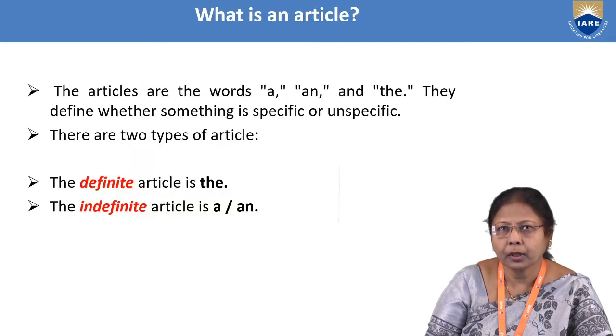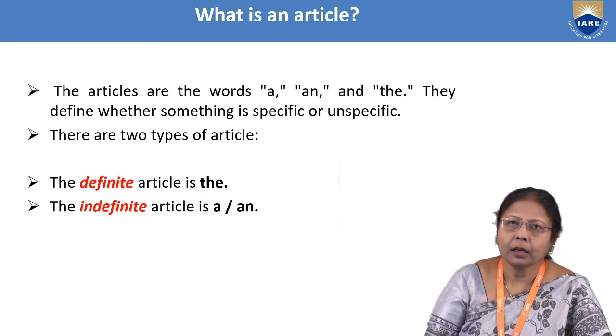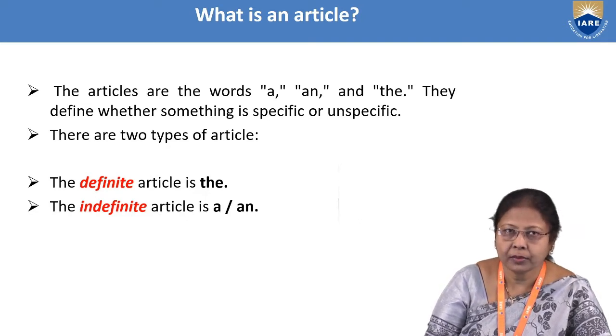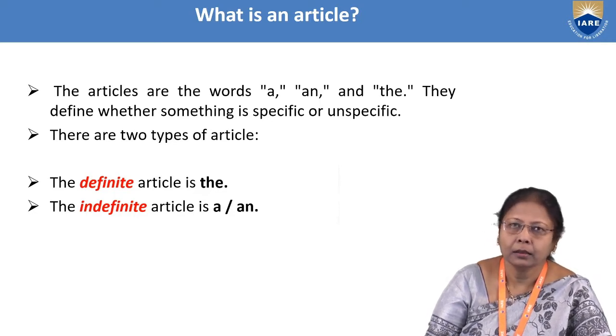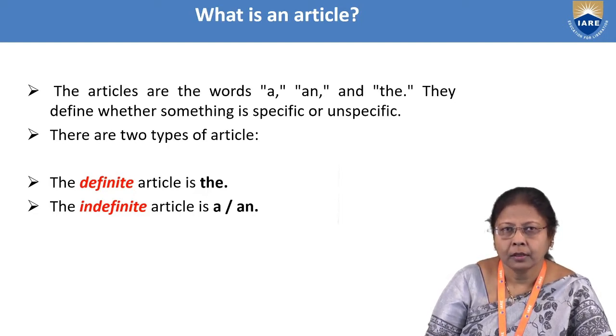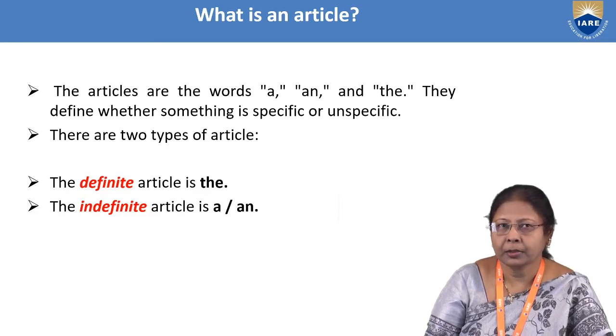So before we go into the articles, let me introduce articles to you. Articles are the words a, an, the. We use them when something is specific or unspecific. Usually we use a and the when there is something specific, or if it is unspecific also we use these articles. So based on this definition, articles are divided into two types.